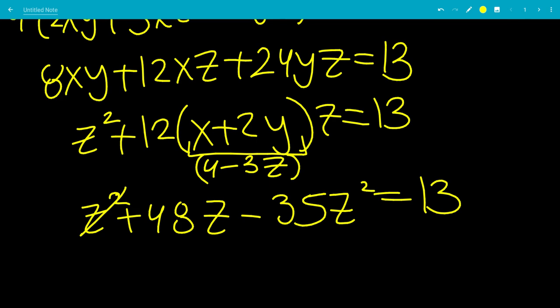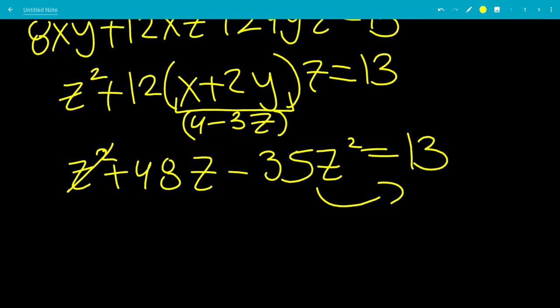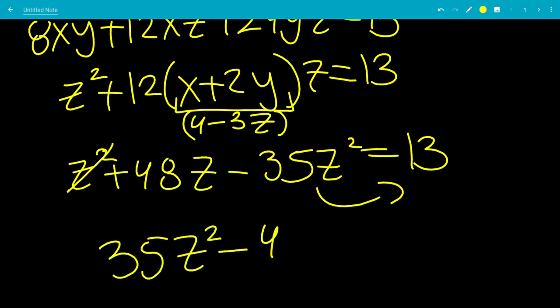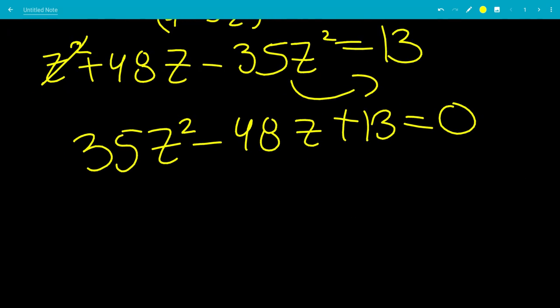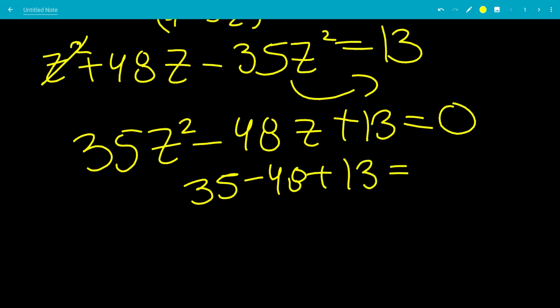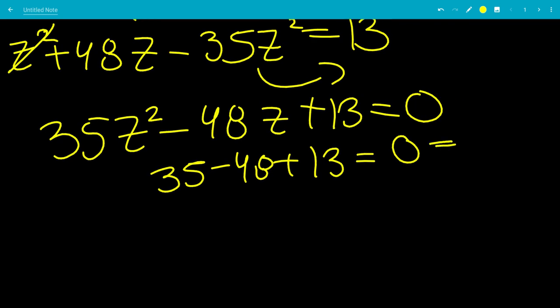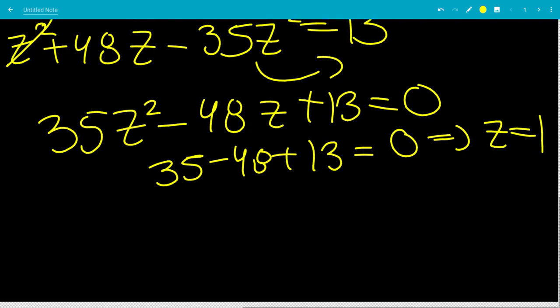And we want the z squared term to be positive, so we're going to move everything to the right-hand side. So we're going to have 35z squared minus 48z plus 13 equals 0. Now you can do the whole quadratic formula or completing the square thing, but let's look at the coefficients. We have 35 minus 48 plus 13, so that's minus 13 plus 13, which is 0, which tells us that z equals 1 is a solution.